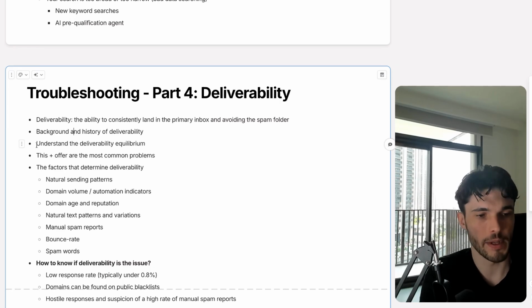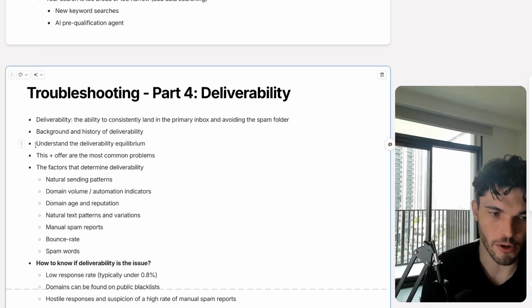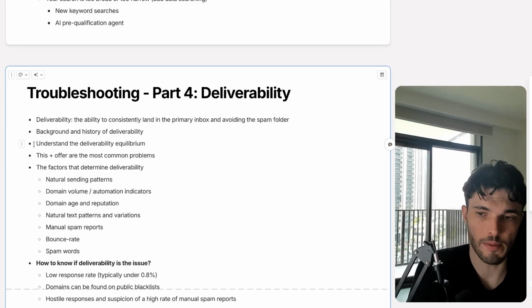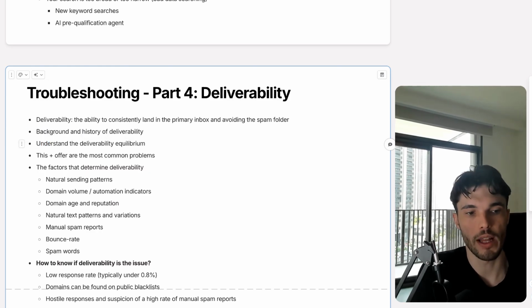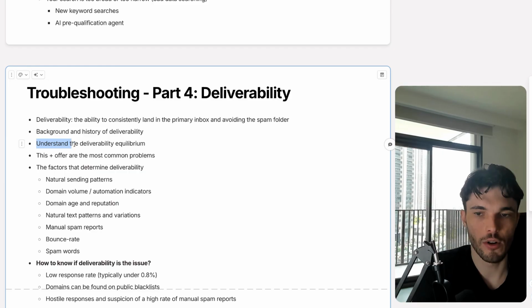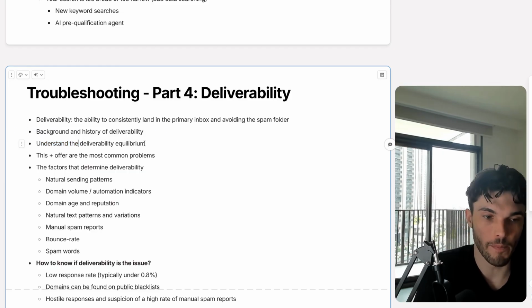Now, sometimes people ask me, will cold email still be around in 10 years or 5 years or whatever the case might be? And another question is, will it work? Like, will it be around is one thing, but will it work? Will cold email stop working? And what we have to really understand here is what I call the deliverability equilibrium, right?